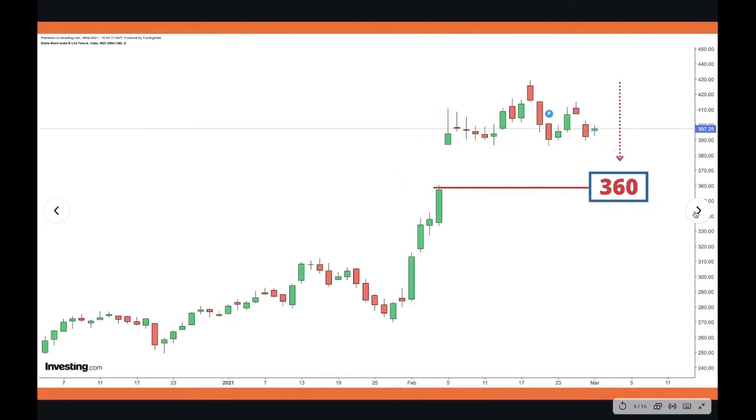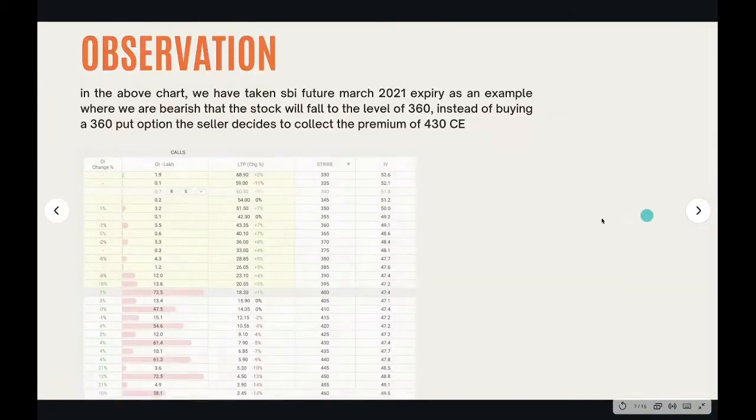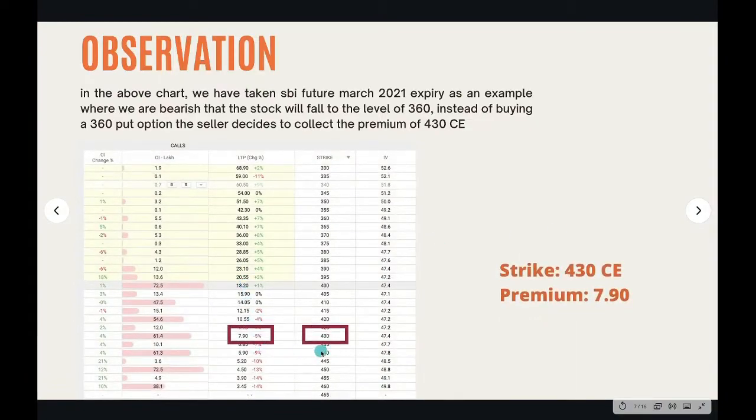Okay, so let's see what premium I get for that. Now if you observe here, the 430 call option is at 7.90. That means for the 430 call option I'm receiving a premium of 7.90 rupees. So my maximum profit is 7.90 rupees per lot.